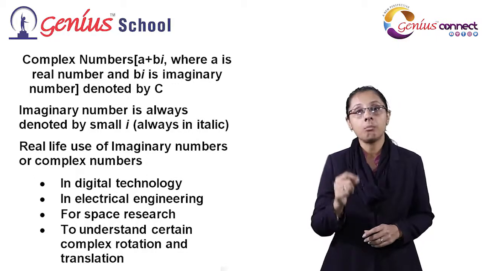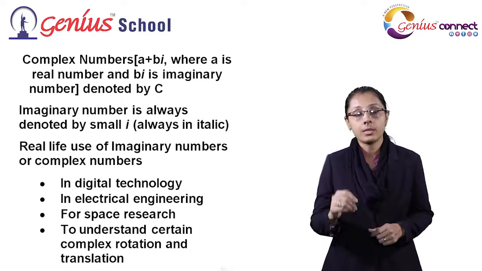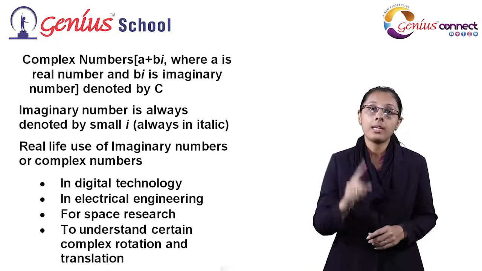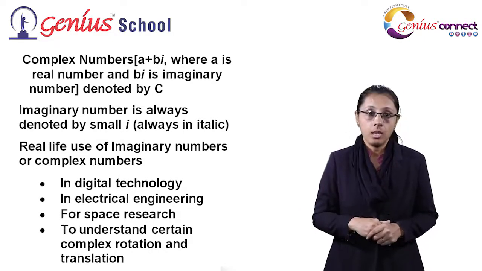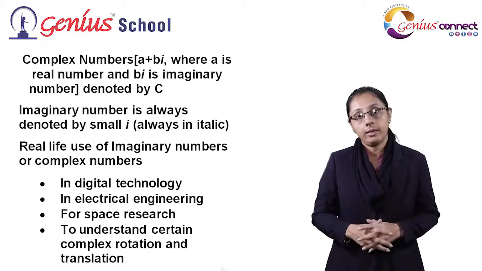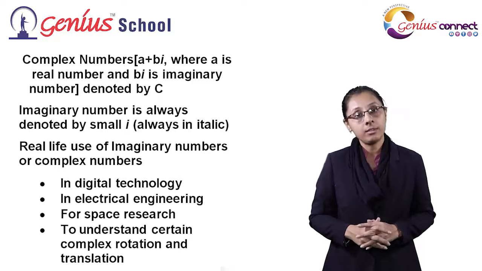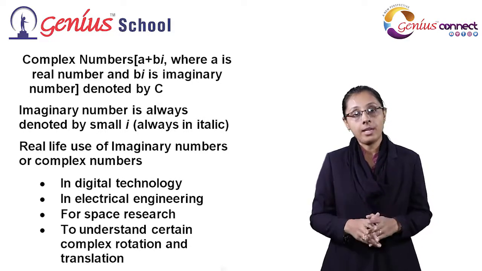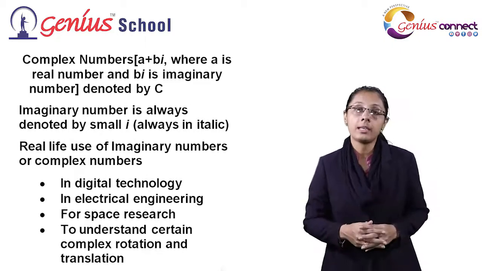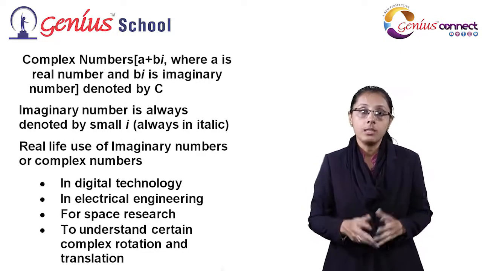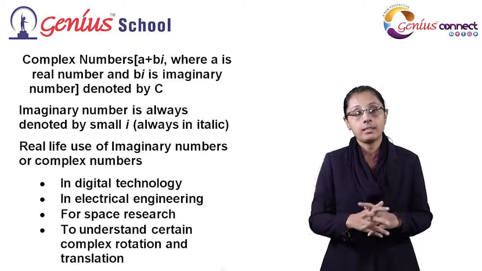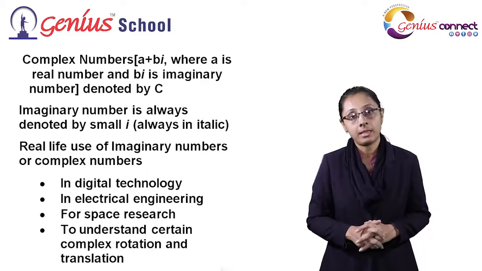We have developed a number i, whose square is -1. If I write down the square of i, it is -1. So all these things are counted as imaginary numbers, and when I add this imaginary number to a real number, I get a complex number. The set of complex numbers can be represented as C, and these numbers are very important in mathematics.